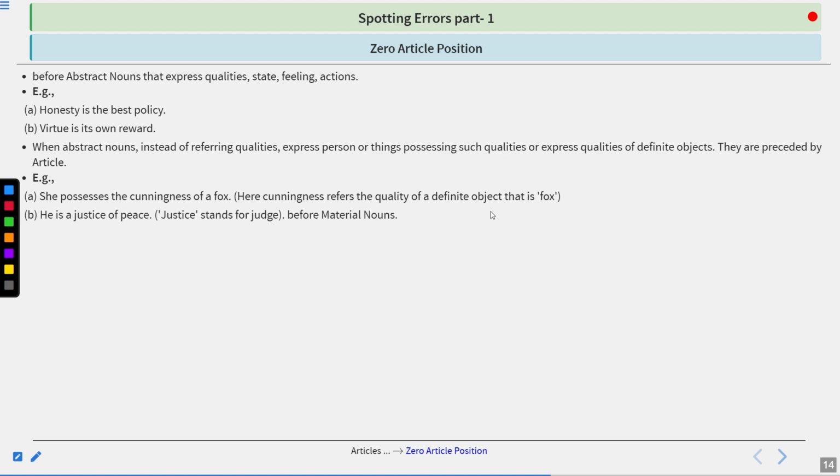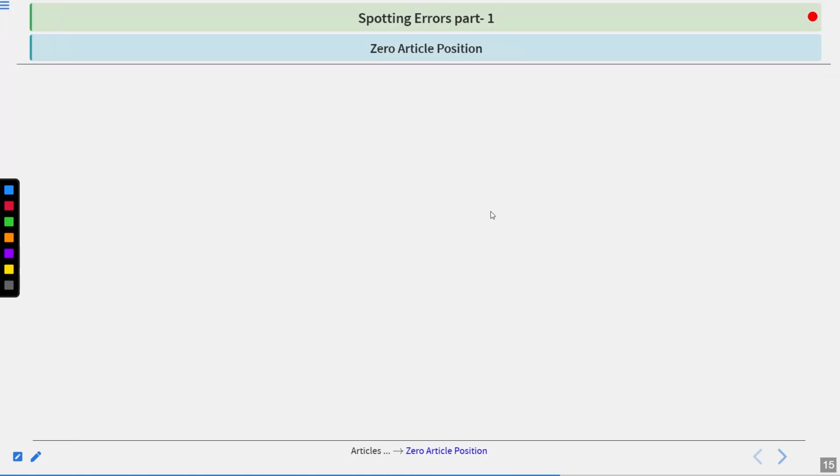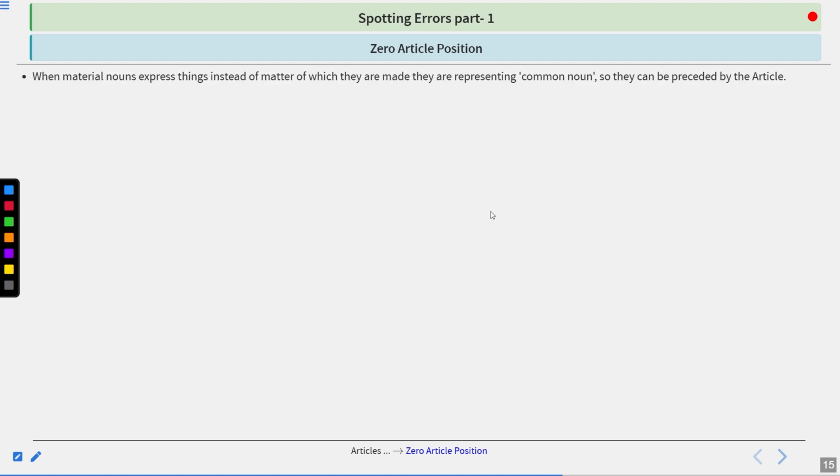He is a justice of peace. Justice stands for judge. Before material nouns: Iron is a hard metal. Zero article position. When material nouns express things instead of the matter of which they are made, they are representing common nouns, so they can be preceded by the article. Example: He threw a stone at the cow. She threw a stick at the pig.